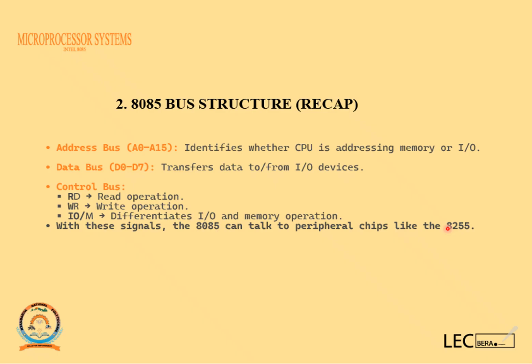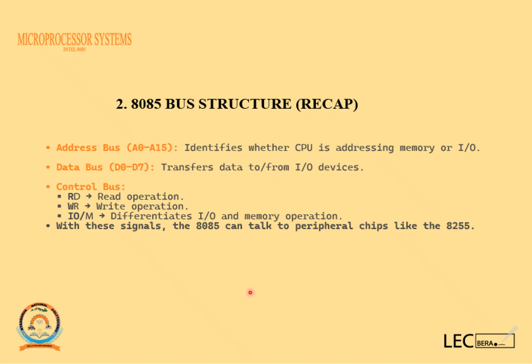And then we have the input-output stroke M. It differentiates whether the transfer process is for input-output devices or from the memory. And you remember I told you, if we drive this pin high, then the exchange of data is going to happen between input-output device. If I drive this pin low, then the exchange of data is going to happen between what? Intel 8085 and what? The memory.